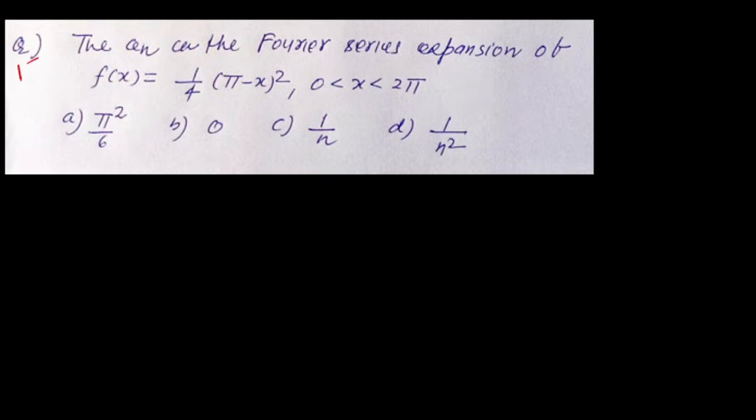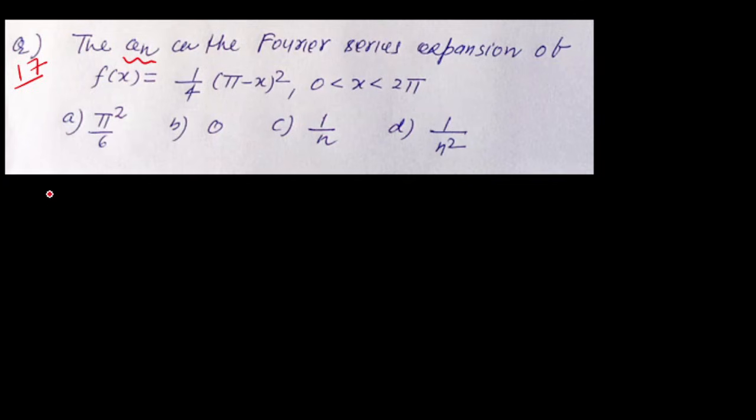Okay, now question number 17. The a n in the Fourier series expansion of this function, that is 1 by 4 into pi minus x whole square, the interval is 0 to 2 pi. So for this you have to do the calculation, and it may take some time, so you need to have some patience, because this is not something that you can quickly answer.